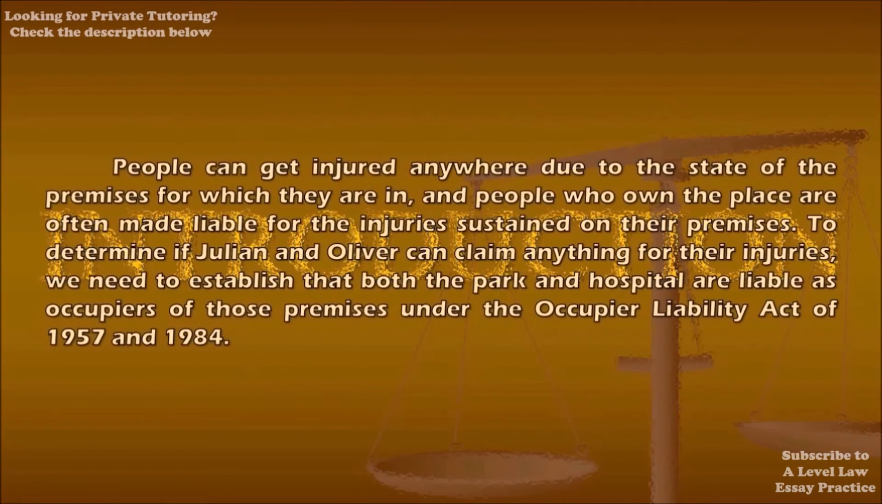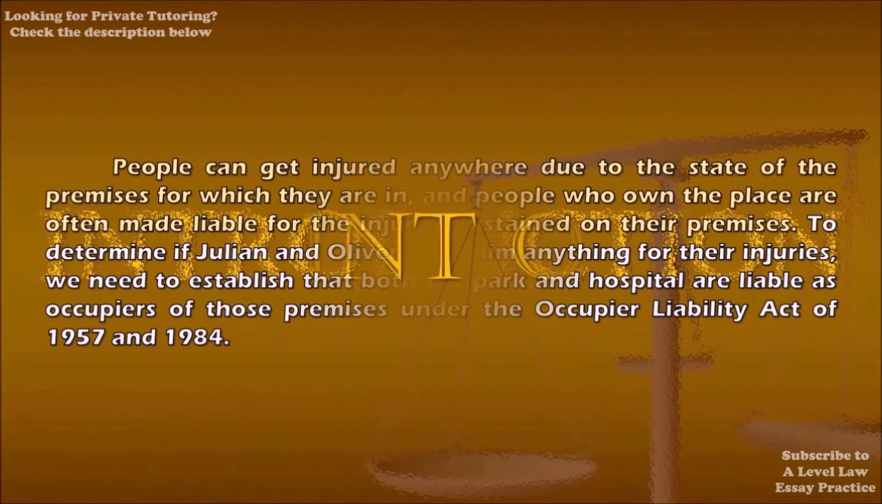Introduction. People can get injured anywhere due to the state of the premises in which they are, and people who own the place are often made liable for the injuries sustained on their premises. To determine if Julian and Oliver can claim anything for their injuries, we need to establish that both the park and hospital are liable as occupiers of those premises under the Occupiers Liability Act 1957 and 1984.